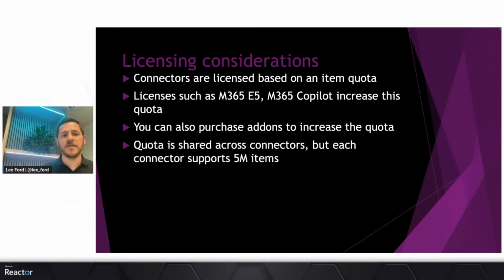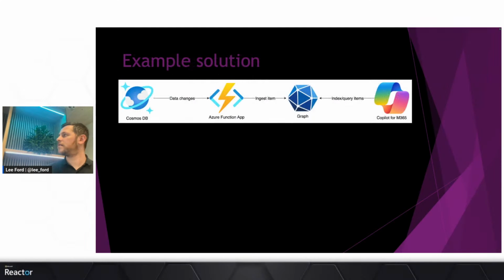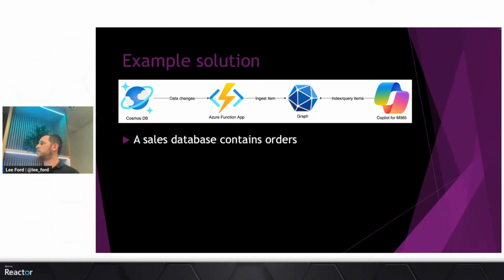Okay, so an example solution. I'll get to the demo in a minute, but ultimately what we've got here is a Cosmos database, and that's, in this sample, a sales database. The sales database contains orders. Imagine it's got a front end, and users are using it to enter sales opportunities, whatever. And in this case, every time an order is processed, maybe from a website, it gets put into Cosmos DB.